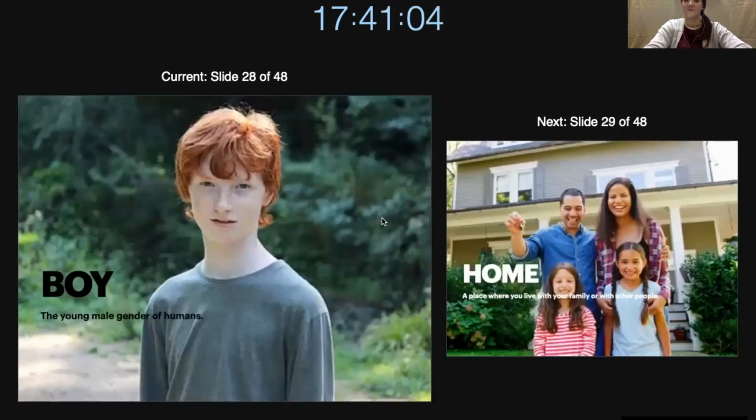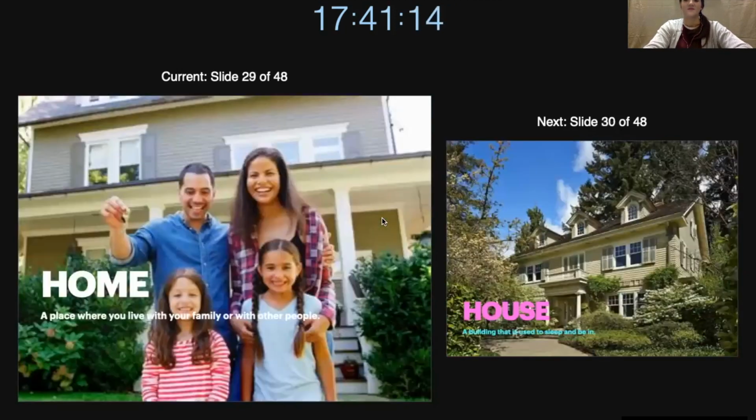We then have boy. So boy is a young male of the human species. Next we have home. Home is a place where you live with your family and other people. So for example, in some homes we have a father, a mother, and kids. In some homes we only have a father and a mother. So therefore, home is where your family is.